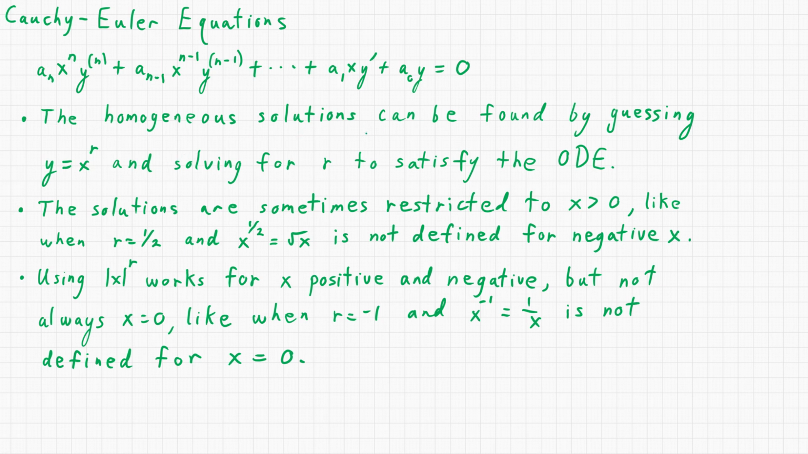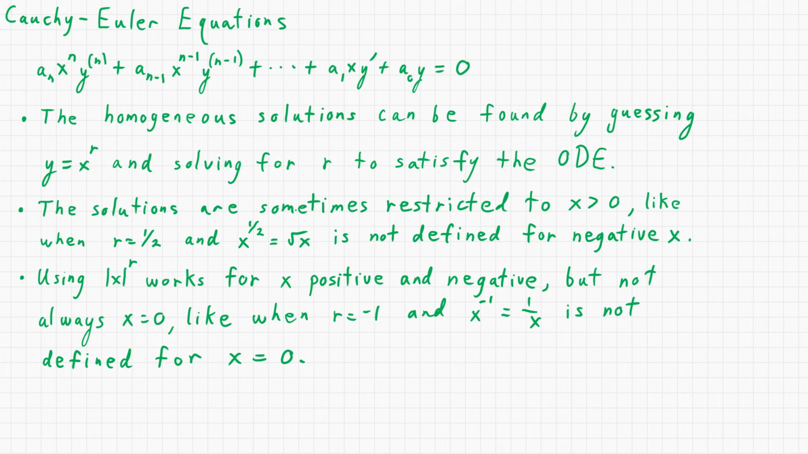The homogeneous solutions can be found by guessing y equals x to the r, where we don't know what r is, and solving for r to satisfy the ODE. This is similar to solving for the constant coefficient case where we would guess e to the rx. And this guess really only works if the powers on the x's work the way they are, where every single power of x is going to be the same as the derivative of y it's attached to. This x to the r guess will work.